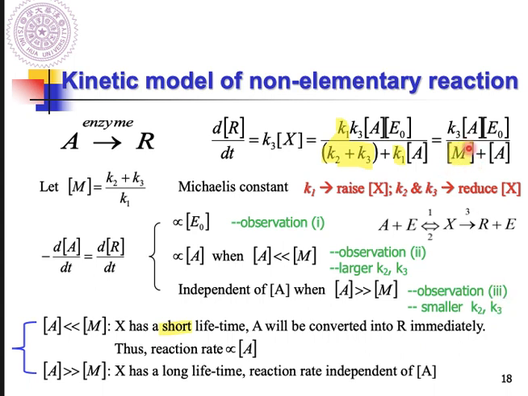As I mentioned, if M is quite small, it means k1 is much larger than k2 and k3. That implies you can generate X, and only a tiny portion of X will convert to R or A. So in these conditions you can measure or observe the presence of the intermediate X. X has a long lifetime.